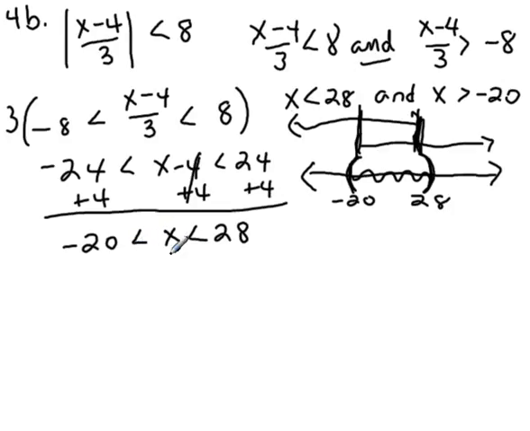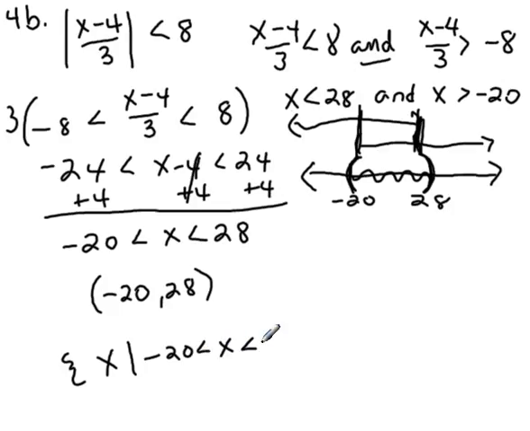And here I have my inequality notation. If I wanted to answer this in interval notation, I would be going from negative 20 to a positive 28. Neither endpoint is included, so I have parentheses. If I wanted to write this in set notation, it's going to be x such that negative 20 is less than x is less than positive 28. Again, set notation using inequality notation, interval notation, and my final graph. And there you go.